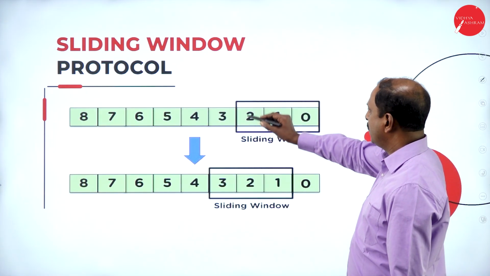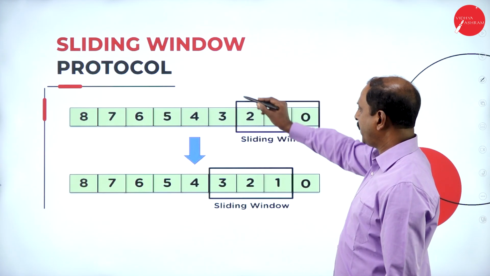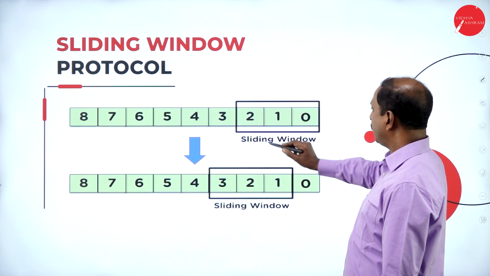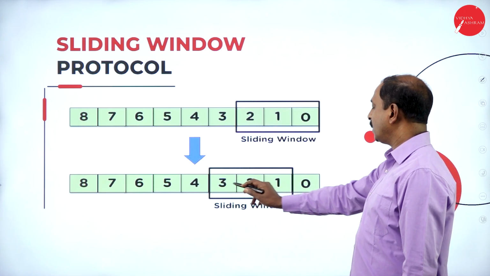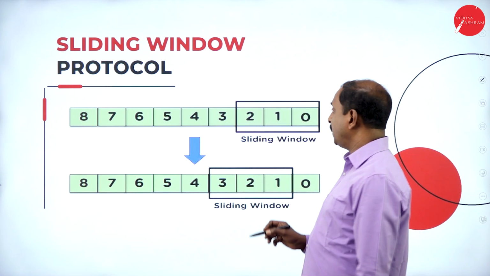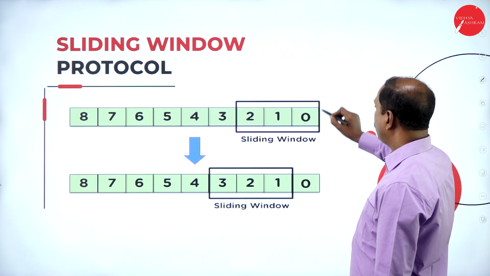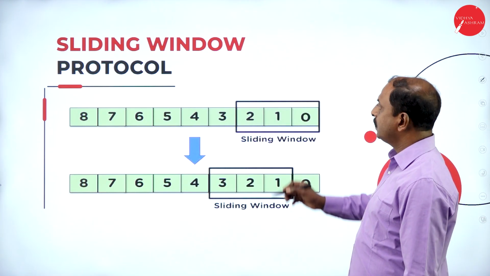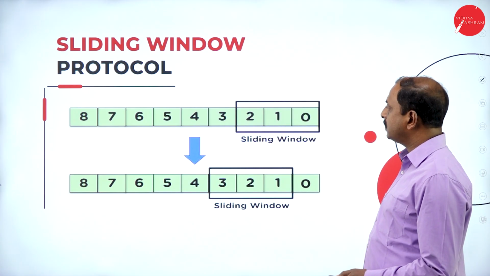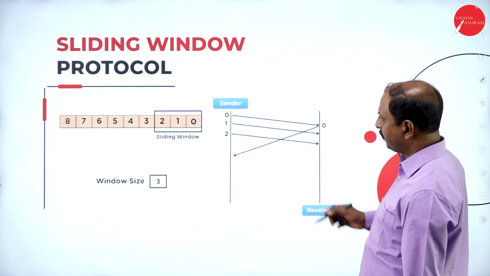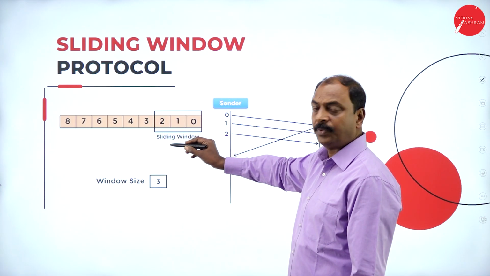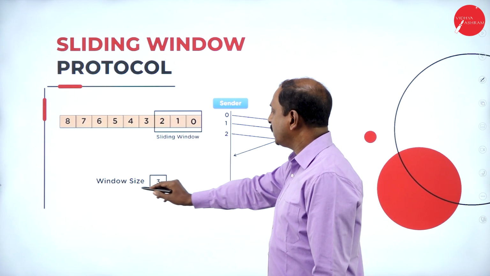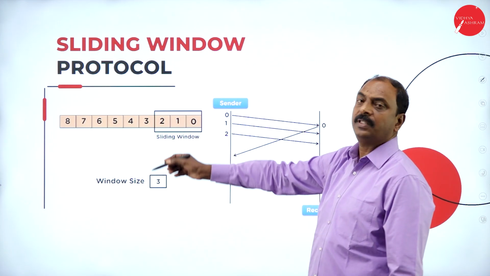See, this is a sliding window, this is a frame, and this is also a frame. Here in this example, the size is 1, 2, 3. There are 3 frames that can be accommodated in this window. So this is the frame concept here, and look at the diagram. So this is the sliding window. Again, the same as what you have seen in the previous slide. The window size is 3.